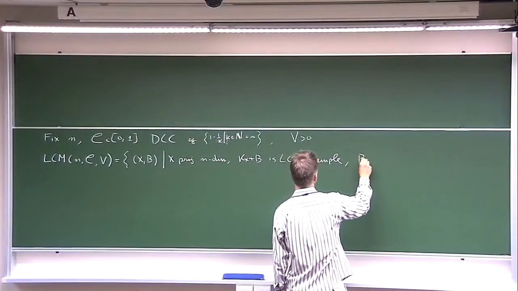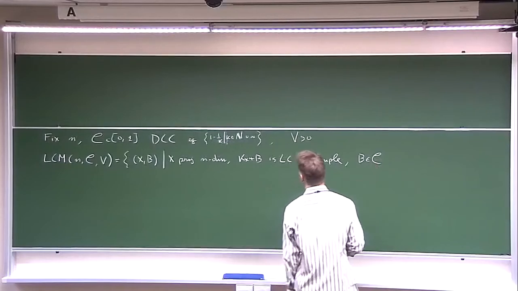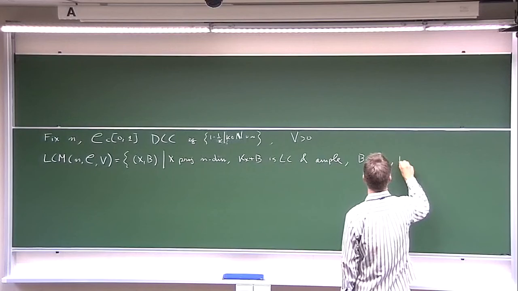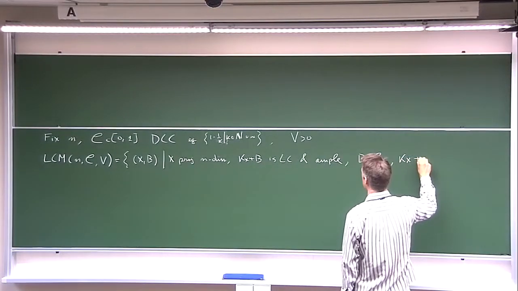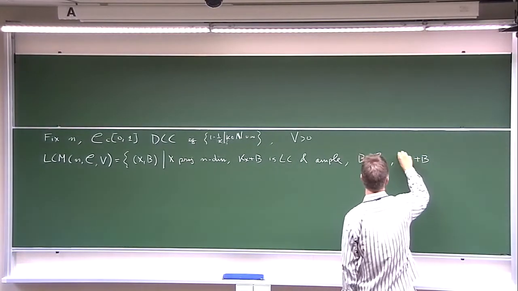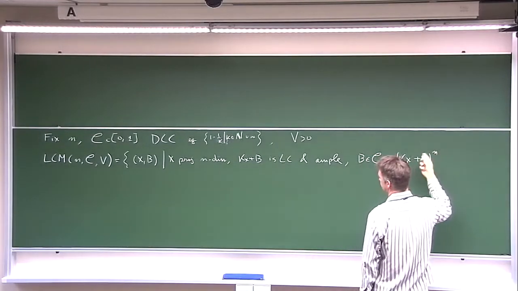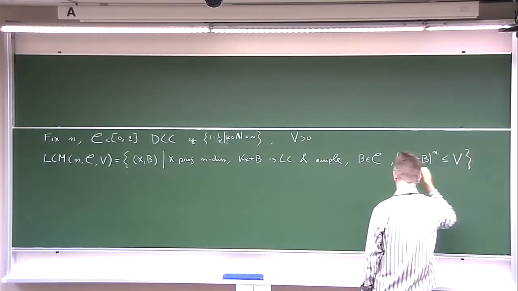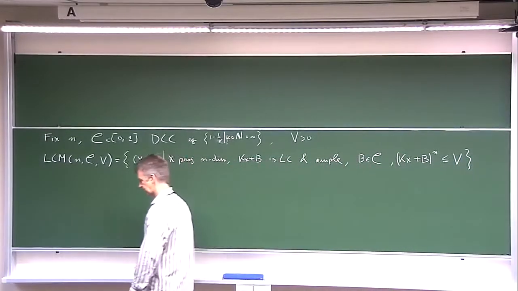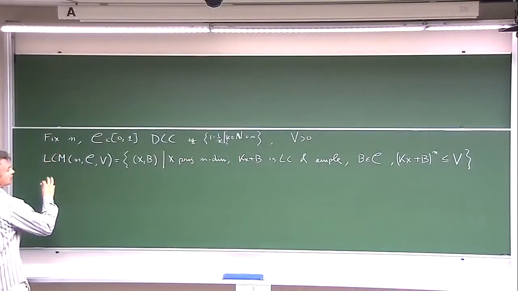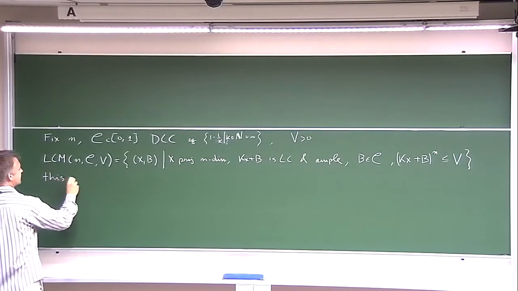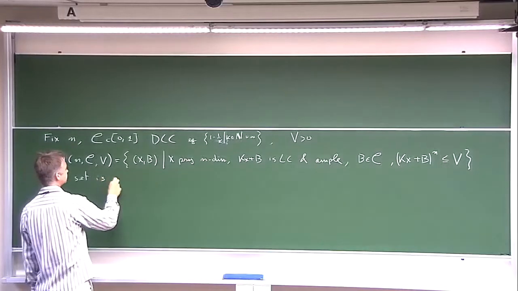The coefficients of B have to belong to the set C, and the role that this v plays is, I'm going to assume that the volume of K_X plus B, which in this case is just the top self-intersection, is bounded by this constant v. Okay. So if I look at this set, then what we've shown so far is that this set is birationally bounded.